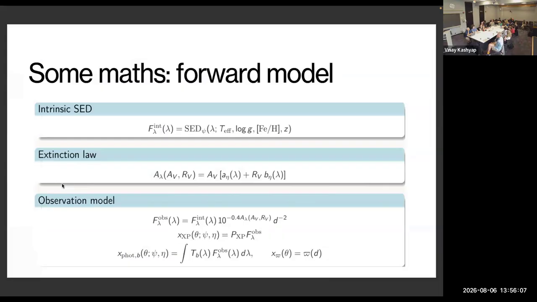Okay, but then I understand you're also learning the likelihood and the posterior at the same time. So essentially, this is what I understand you're positing the forward model is. Yeah.